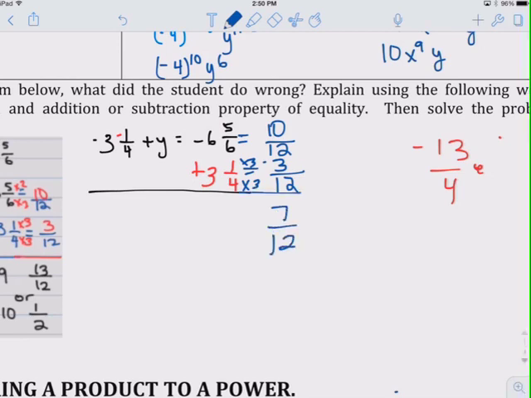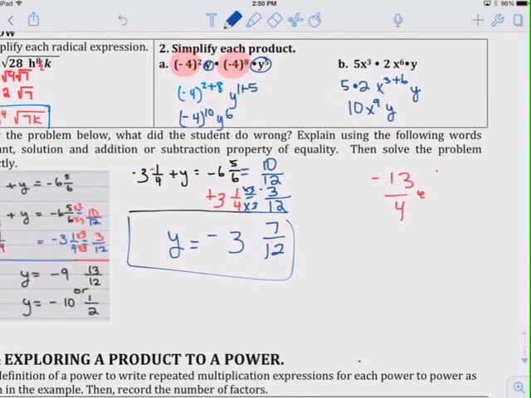And then negative 3, right? Why negative? Because the bigger number is negative. Y equals negative 3 7/12. You see how much easier it is than if you do 13 over 4 and you need to multiply, you still find a common denominator. It's so much work, yes. But you'll get the right answer. It's just so much more work.